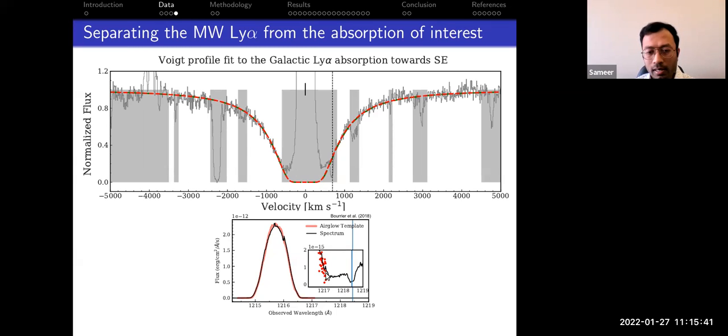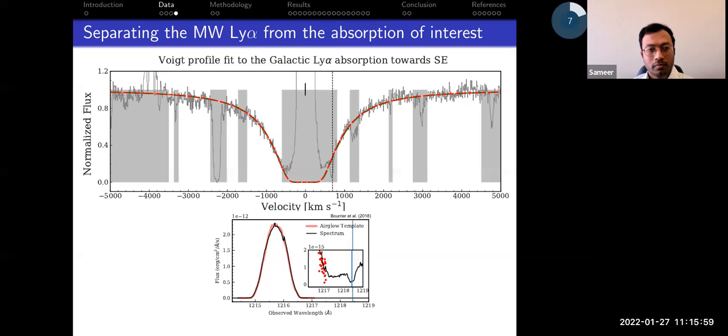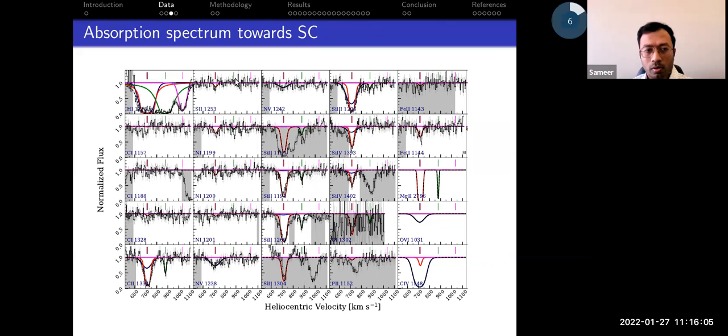And we find that in all the sightlines, this geocoronal emission is not contributing any flux to the absorption of interest. So this I have shown with the sightline E, but this is the case in other sightlines as well. So now that we have the data, and we have taken care of all the pre-processing steps, the next task is to model the absorption or determine the properties from these absorption profiles.